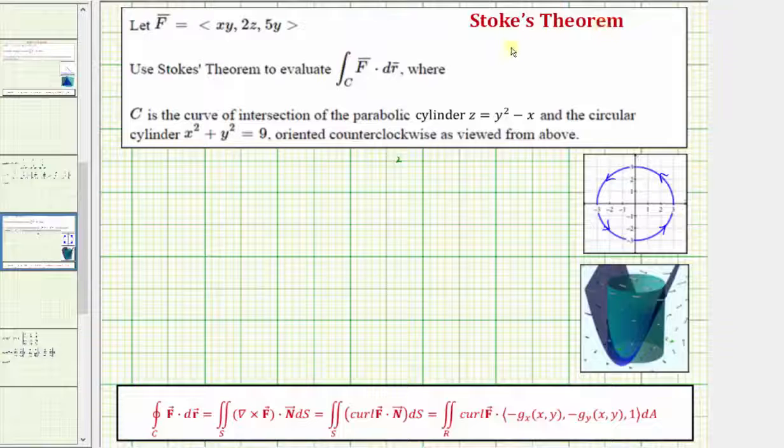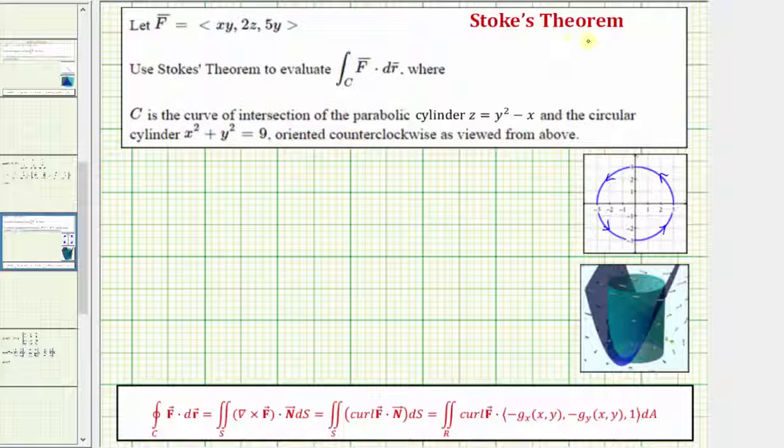Welcome to an example on how to use Stoke's theorem to evaluate a line integral. Here we're given the vector field f and asked to use Stoke's theorem to evaluate the line integral along the curve C of f dot differential r, where the curve C is the intersection of the parabolic cylinder z equals y squared minus x and the cylinder x squared plus y squared equals 9, where the curve C is oriented counterclockwise as viewed from above.